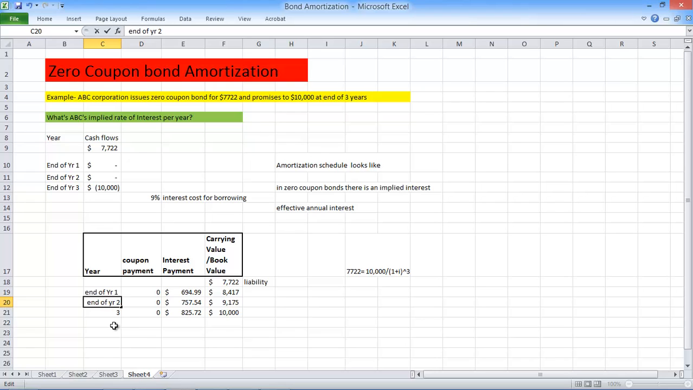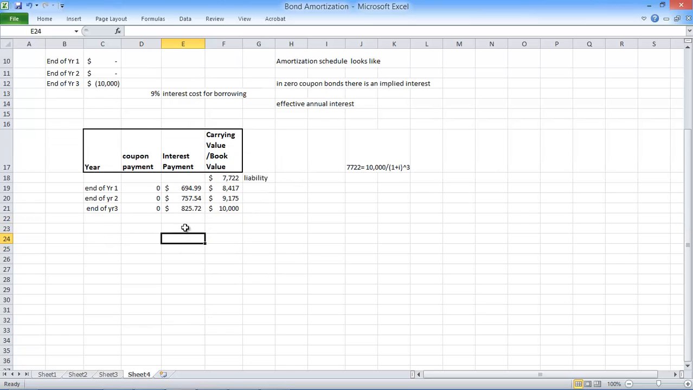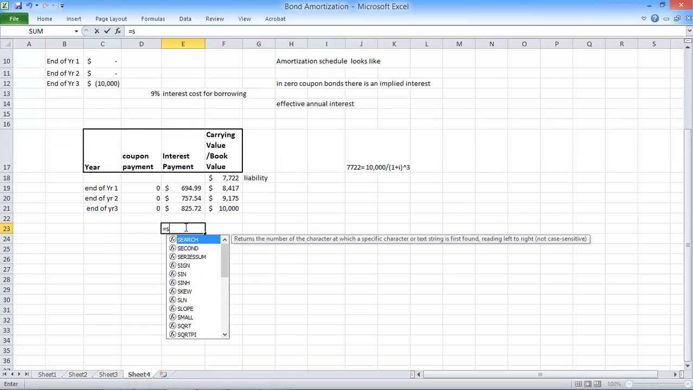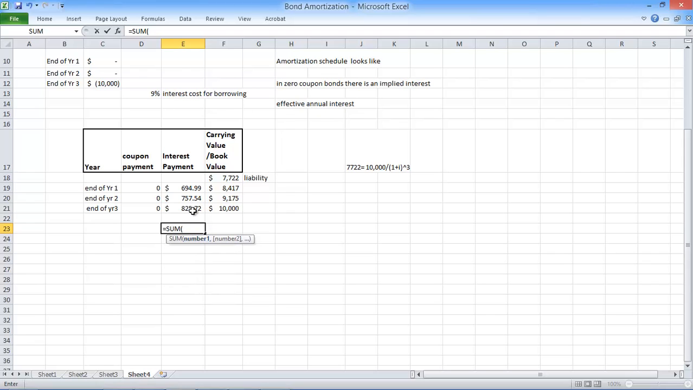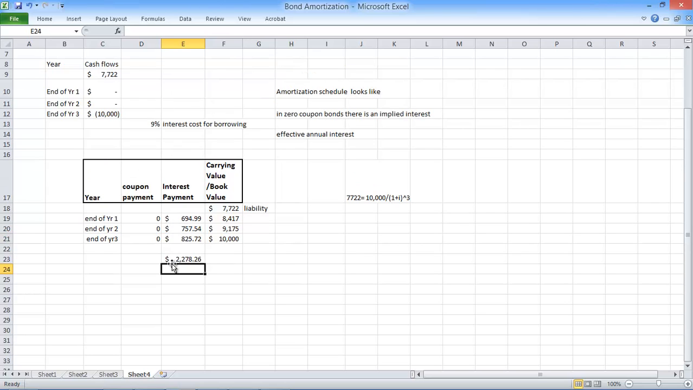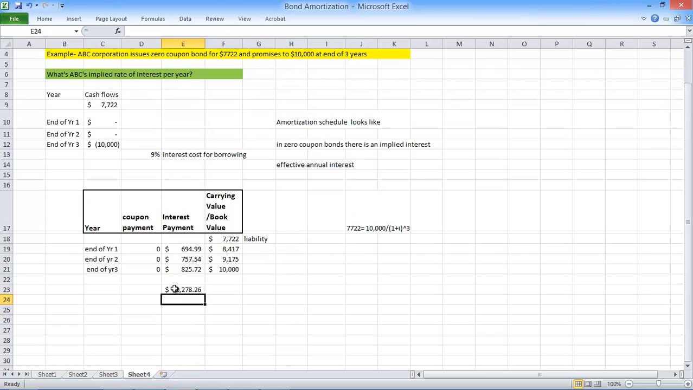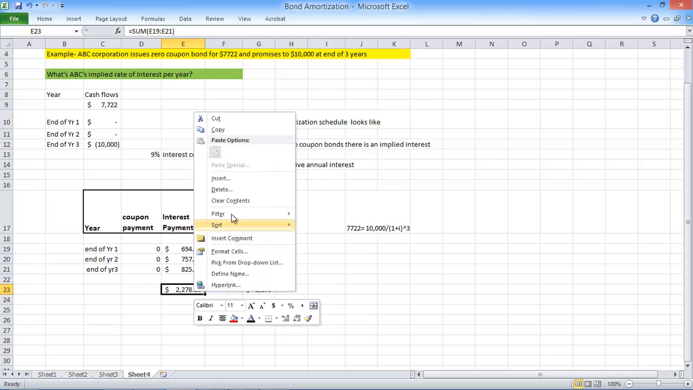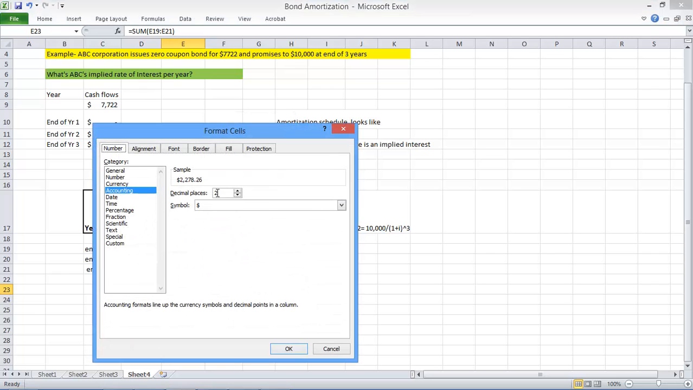End of year two, end of year three. If you sum this up, like I explained to you before, all your interest payment cost is $2,278.26, and this should equal 10,000 minus this. You see, they both are equal.